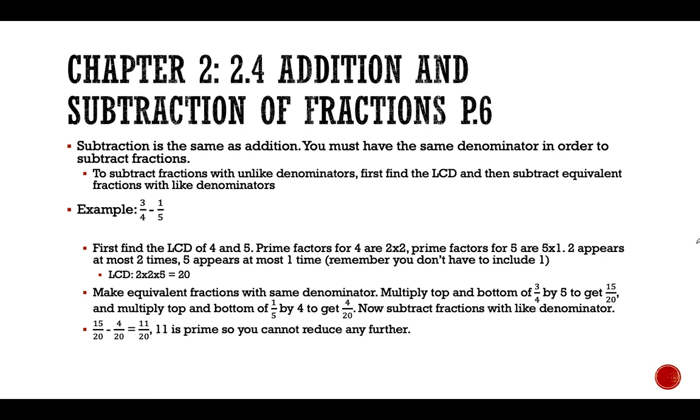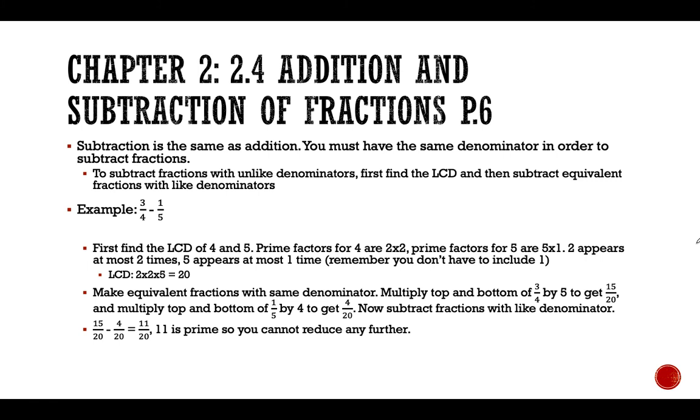2 appears at most 2 times. 5 appears at most 1 time. Remember, you don't have to include the 1. So the LCD is 2 times 2 times 5, which equals 20. Now make equivalent fractions with the same denominator. Multiply top and bottom of 3/4 by 5 to get 15 over 20. And multiply the top and bottom of 1/5 by 4 to get 4 over 20.